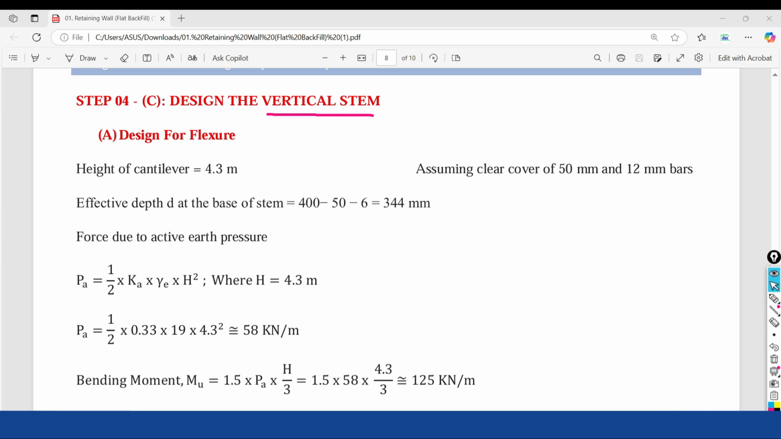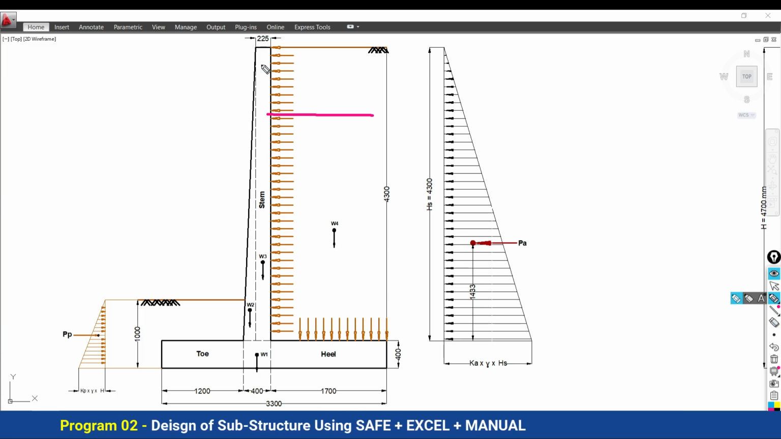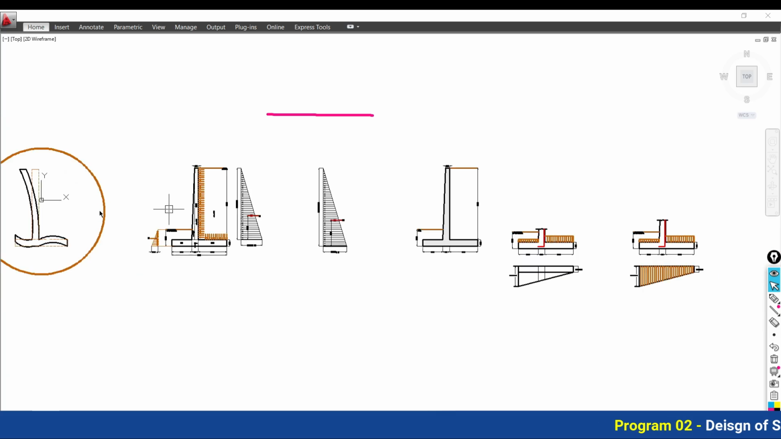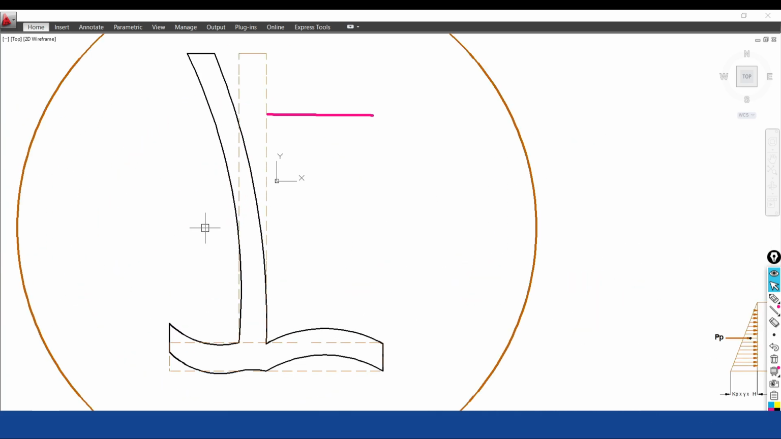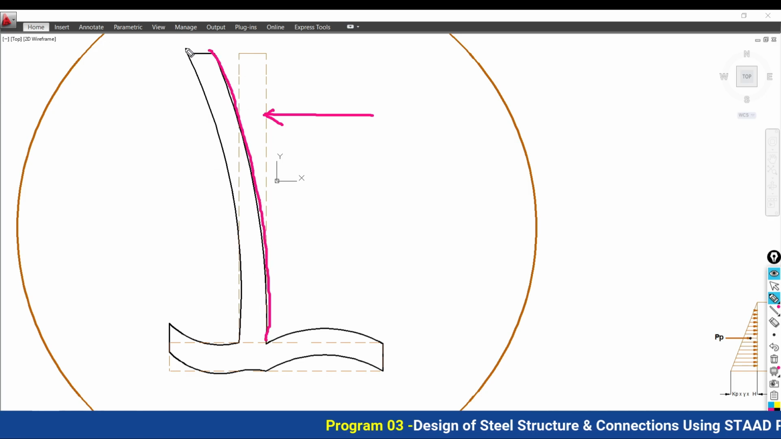So if you are going to see the figure, as you can understand from the figure, the soil is going to act laterally over your vertical stem, and due to this action your vertical stem is going to be deformed in this pattern. Due to the action of this lateral force, your vertical stem is going to be deflected in this direction. So this face will be under tensile stress and this face will be under compressive stress.